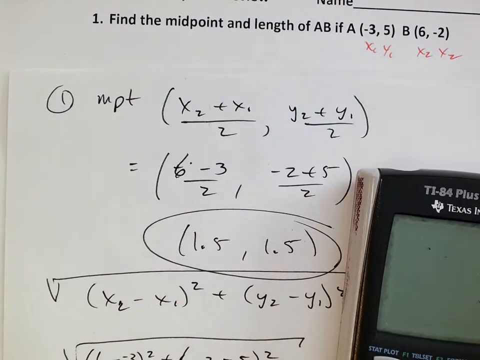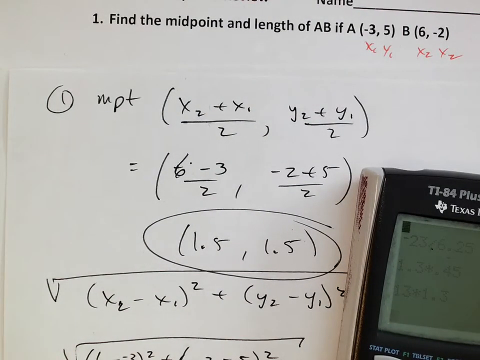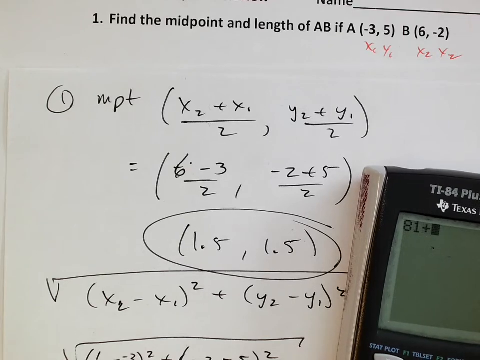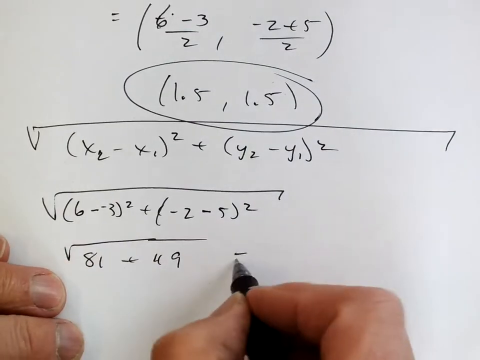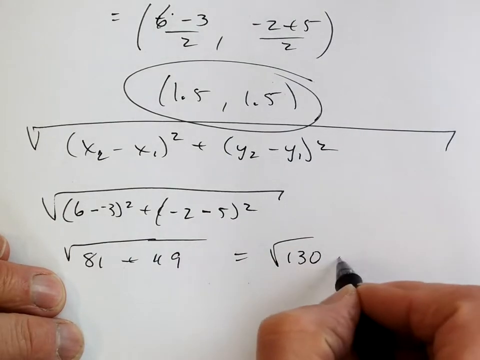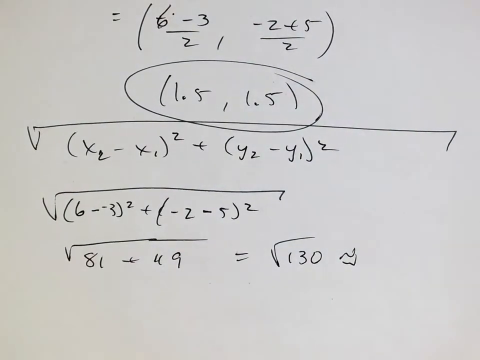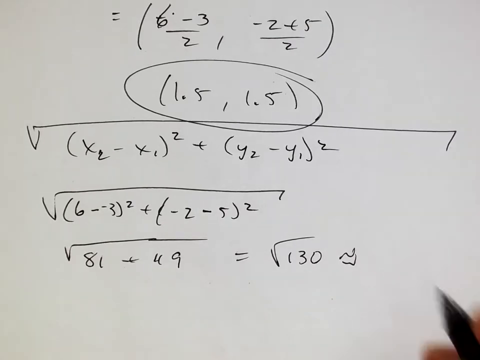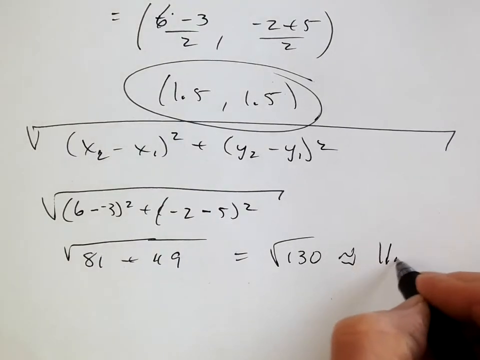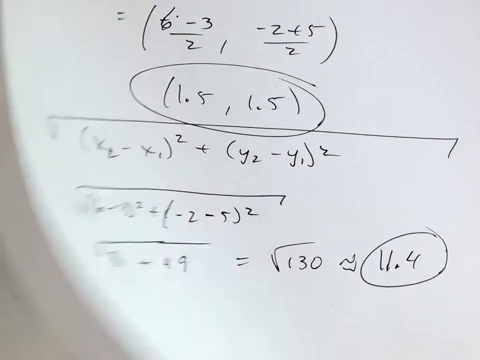What is 81 plus 49? Hold on, clear. I got 130, so I got a square root of 130, or approximately equal to, I don't know, calculator, square root of 130. Oh, clear that, square root. Hold on, dang it. Square root of that answer, about 11.4. Okay, there you go. So that should be pretty easy.